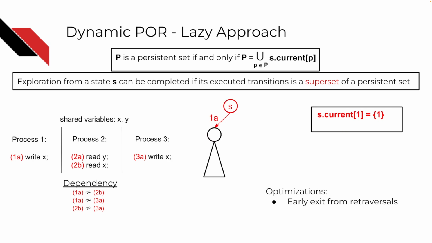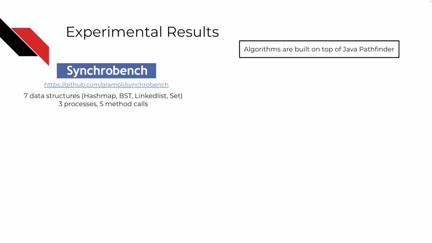For instance, when we look at the example again, after backtracking from 1A, we will retraverse the subgraph. After retraversing the first execution, we see that the current set of S of process 1 will already contain all enabled processes in S. Since there can't be any more update on this current set, we can exit early from this retraversal. As other optimizations, lazy approach can also prevent some retraversals entirely, and when it retraverses, it visits each transition at most once. Now, let's take a look at the experimental results.